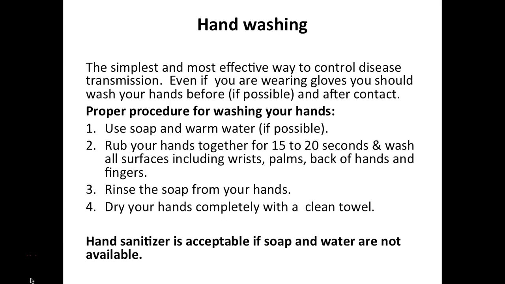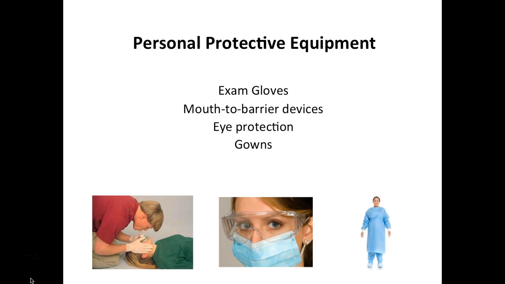Okay. Hand washing is the simplest and most effective way to control disease transmission. Even if you are wearing gloves, you should wash your hands before, if possible, and after contact. Okay. Proper procedure for washing your hands is to use soap and warm water if possible. Rub your hands together for 15 to 20 seconds and wash all surfaces, including your wrists, your palms, the back of your hands, your fingers. Rinse the soap from your hands and then dry your hands completely with a clean towel. Hand sanitizer is acceptable if soap and water are not available, but it shouldn't be your primary form of cleaning your hands.